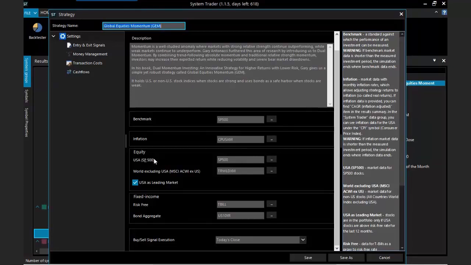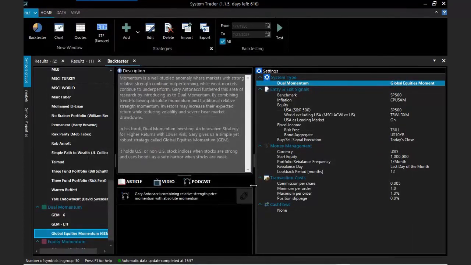If none of these indexes is strong enough to outperform the risk-free rate, in this case a treasury bill, then we are just switching to bonds. In other words, we are holding either American or non-American stock indices when stocks are strong, and we are using bonds as a safe harbor when stocks are weak. And how is this idea performing over the decades?